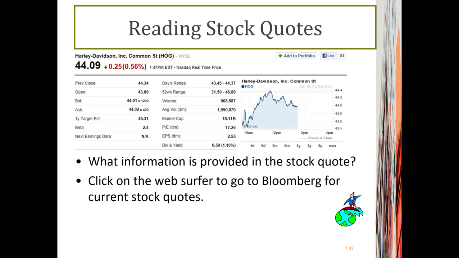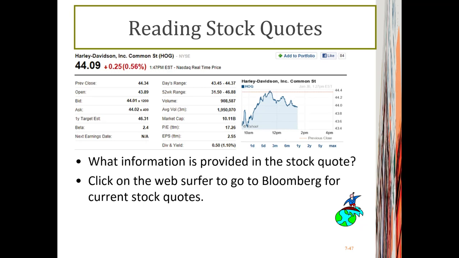Right. And here you can see more information for this stock, and this stock ticker is HOG, Harley Davidson Inc. It's listed on the New York Stock Exchange. The day range shows you the price range of this stock during the current trading day. It is $43.45 to $44.37. And the 52-week range shows you the 52-week low and high during the last 1 year. The low point was $31.50 and the highest point was $46.88.